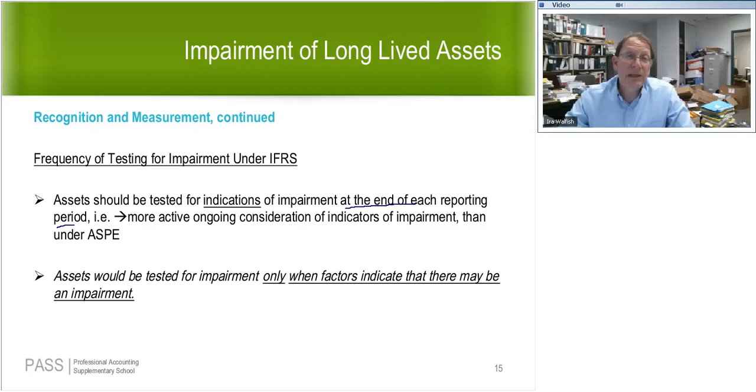Under ASPE, I don't really have to do anything proactively. If I come across an indication of impairment, of course I have to do the test. Under IFRS, I have to look for indications of impairment. And if I don't find any, fine. And if I do, then I have to do the test. That's the difference. It's more active work. Okay.